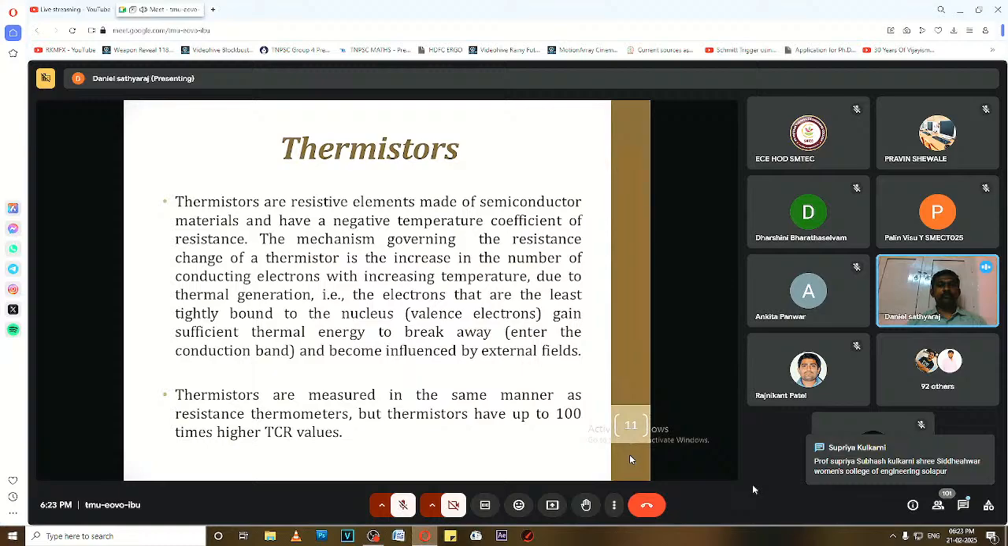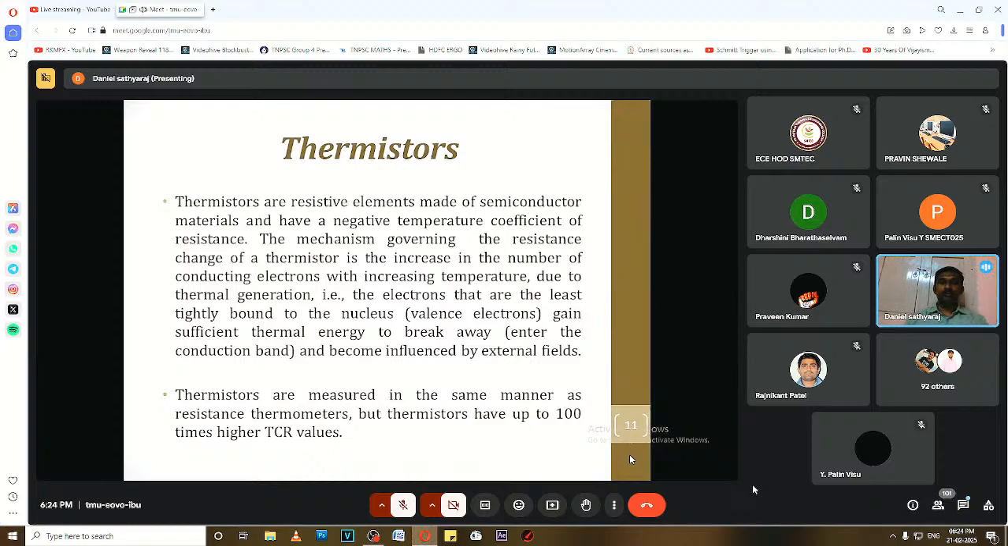Another type of measuring device among the physical sensors will be the thermistor. It can also be used in biomedical sensors for measuring temperature. Normally, the resistance change will happen.